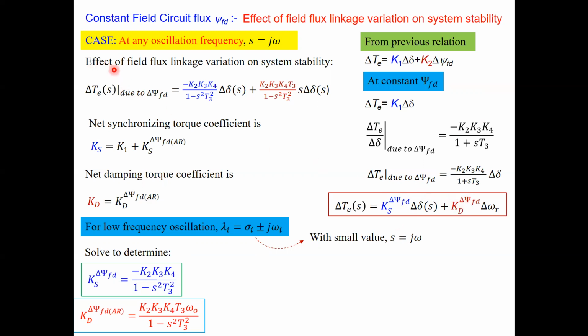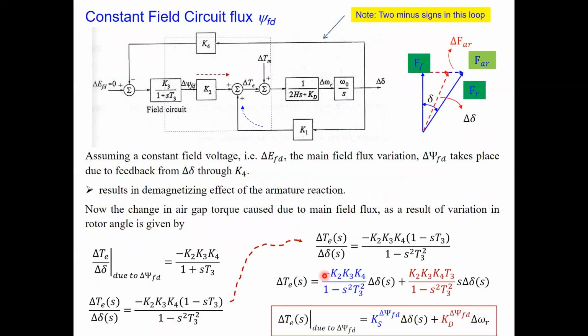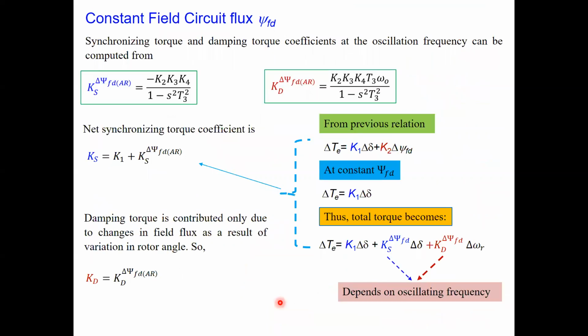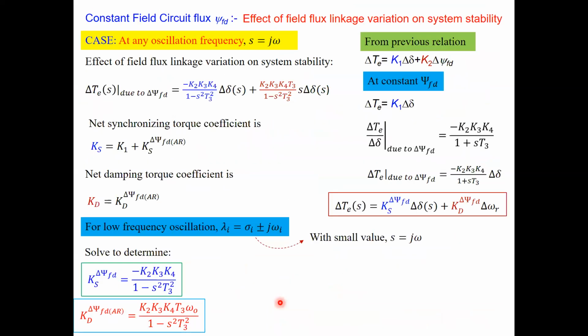Now we want to analyze the effect of field flux linkage on system stability at a given oscillating frequency. So we say S is equal to J omega. If you remember from the previous relationship, it was this one, because we had manipulated and then we had this term. So it is this equation here. If you want to compute the torque at oscillating frequency, you can do that. We just take this relationship, and the net synchronizing torque coefficient will be given by this one. The net damping torque will be given by this one.